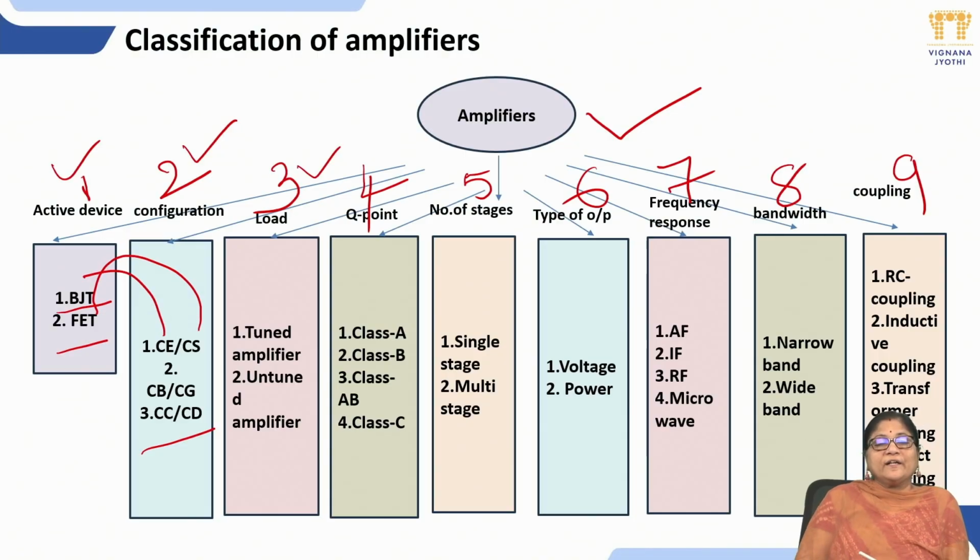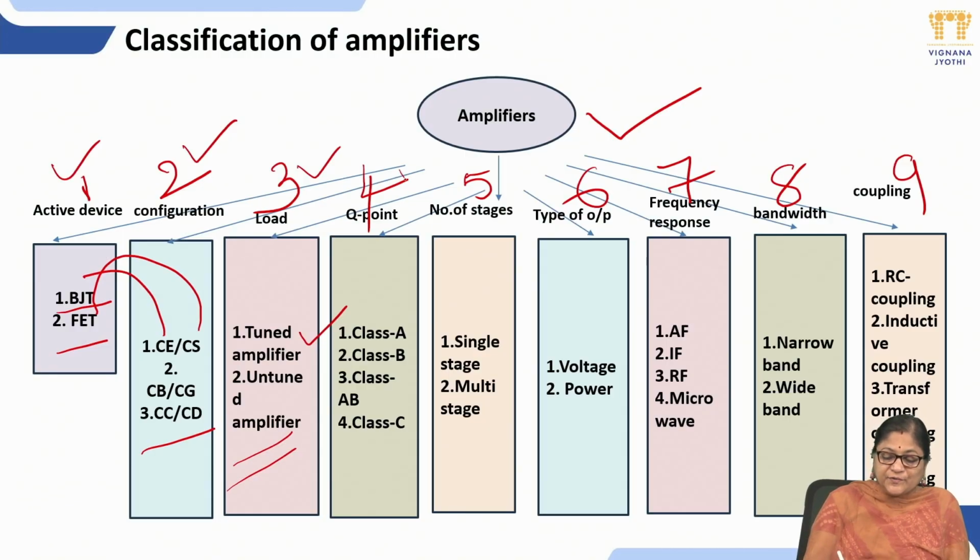Next, based on the load. Normally we use a resistor as a load resistor, but sometimes different loads will be used. If the load is a tuned circuit, then we call it a tuned amplifier. Other than the tuned circuit, all other amplifiers we can classify as untuned amplifiers. So all the remaining amplifiers come under this category.